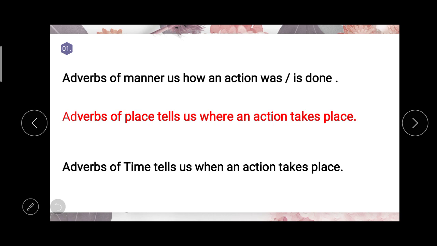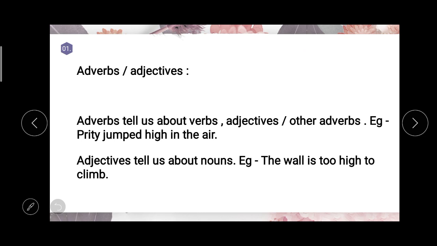Now students, in the last class we learned about adjectives, and now we are reading about adverbs. You may have some confusion between the two, as both give us additional information. But students, please don't be confused between the two, because an adverb tells us more about verbs, adjectives or other adverbs. On the other hand, an adjective tells us more about the noun. An adjective only describes the noun, but the other things in a sentence like the verbs, other adjectives or other adverbs are described by the adverb.